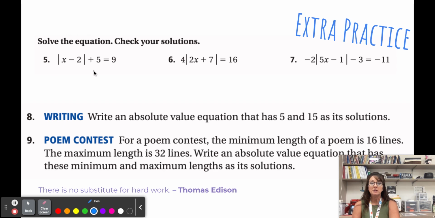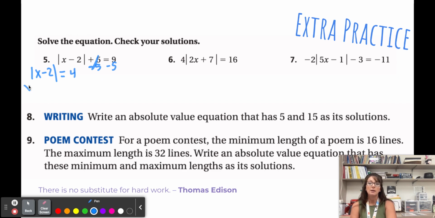Sometimes we'll see these equations and they're not just the absolute value symbol. So you always want to isolate the absolute value symbol before you're ready to do your two equations. So here I have this absolute value of negative x minus 2, and then I have this plus 5 equals 9. So we're first going to subtract 5 on both sides so that we can then get the absolute value of x minus 2 is equal to, so that cancels, 4. So now we're ready and we have it in shape.